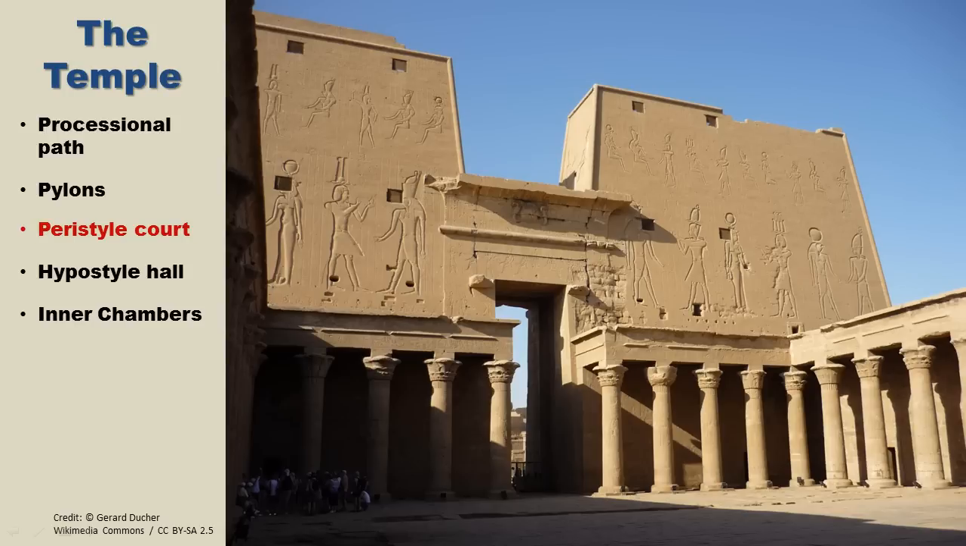Beyond the pylon are the peristyle courts. These are open rectangular courts that are surrounded by a colonnade. This was usually the place where the public could meet with the priests. The public was usually allowed into the court, but only during festivals. And even then, this would have been as far as the public were allowed to venture inside the temple. You can see in this picture that at the front of the court is the pylon, and you can also see the main gateway, which opens up into the courtyard.